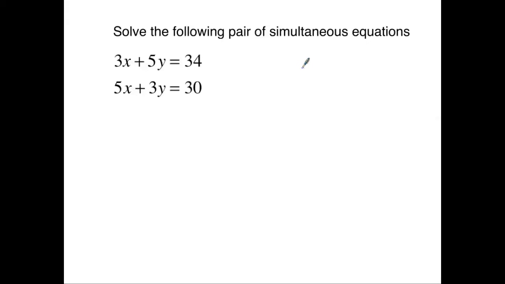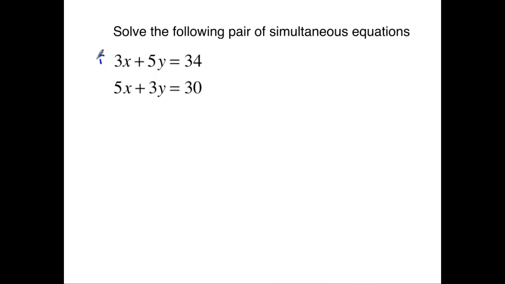Solve the following pair of simultaneous equations. So here we've got a pair of linear simultaneous equations, and the most common way of solving these is by elimination, by which I mean we can make the x values the same. So here we could turn this into 15x and this into 15x, and then we could eliminate these by subtraction. We could also turn these into 15y and do the same thing that way.